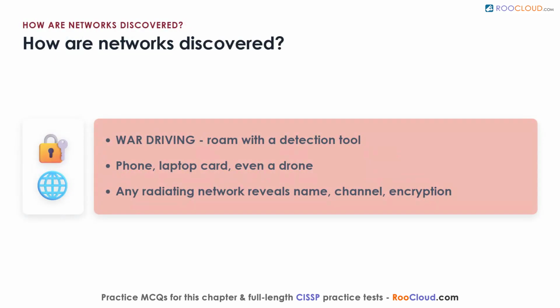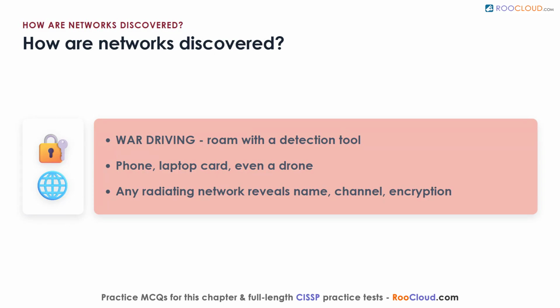How does an attacker find your networks in the first place? By scanning for them. War driving is the practice of roaming an area with a detection tool, hunting for wireless signals the attacker has no right to use. The tool might be a phone, a laptop with a wireless card, or even a drone flying overhead. Any active network that is not sealed inside a shielded enclosure gives itself away, because the base station is always radiating.